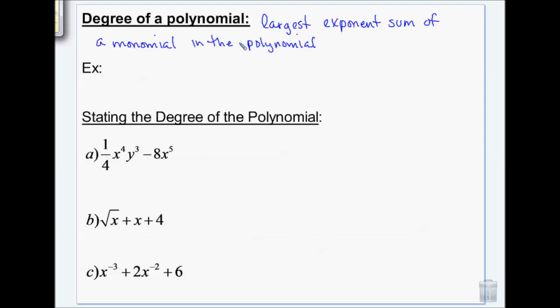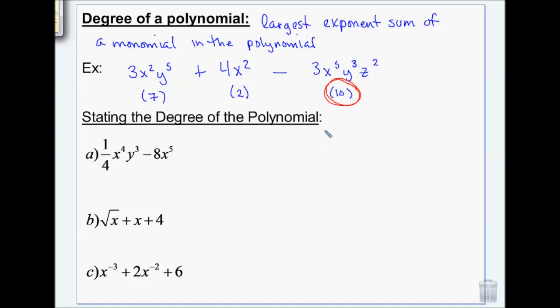Okay, and the degree of the polynomial is the largest exponent sum of a monomial in the polynomial. So you look at all the different monomials that are connected with the addition and the subtraction, right? And let's say I have 3x squared y to the 5th. The degree of this monomial is 7. If I have 4x squared, the degree is 2. 3x to the 5th, y to the 3rd, z squared, the degree would be 10. Okay, now if this was a polynomial, the degree of the polynomial would be 10, because that's the highest degree.